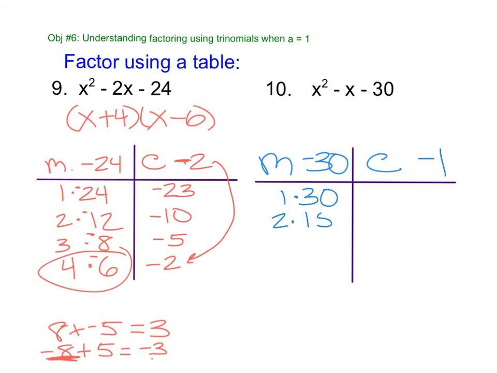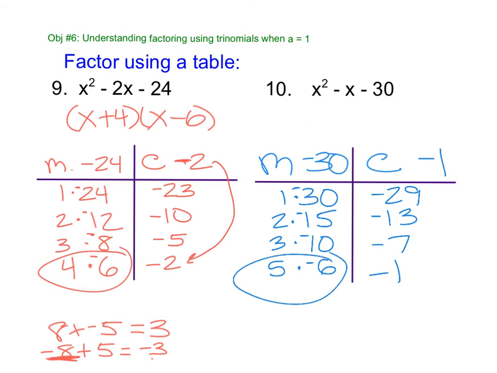2 times 15, 3 times 10, 4 doesn't work, 5 times 6. Since we're combining to a negative, our bigger number is negative. Combine across, 1 and negative 30, negative 29, negative 13, negative 7, negative 1. So it's 5 and negative 6. X plus 5, x minus 6.